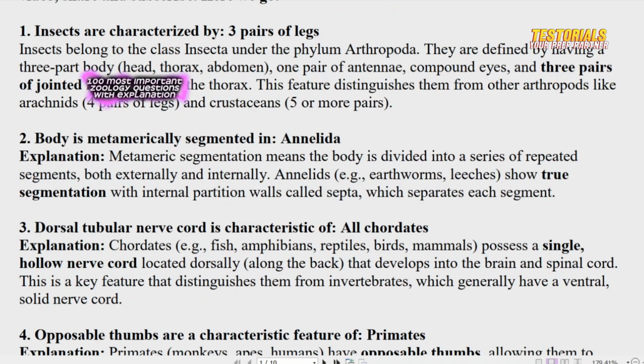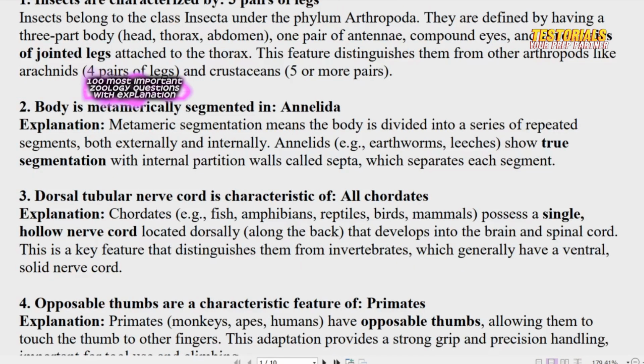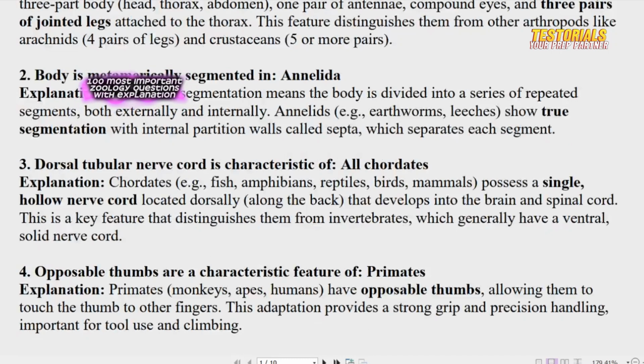2. Body is metamerically segmented in Annelida. Explanation. Metameric segmentation means a body is divided into a series of repeated segments, both externally and internally. Annelids, e.g., earthworms, leeches, show true segmentation with internal partition walls called septa, which separate each segment.